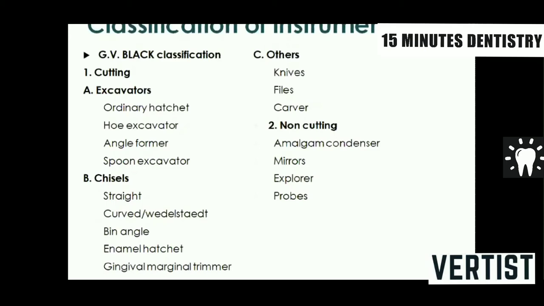So coming to the classification of instruments, as we all know, a question may be put: classify instruments. The classification is given by Dr. G.V. Black and Marzouk. G.V. Black's classification classifies them into cutting instruments and non-cutting. In cutting, all those hand instruments, excavators, the chisels and others. In excavators, hatchet, hoe excavator, and all that you all know about it. And you should also learn about the non-cutting instruments.